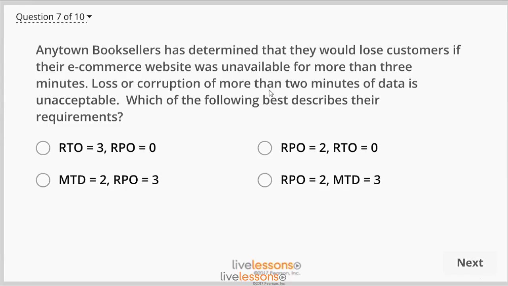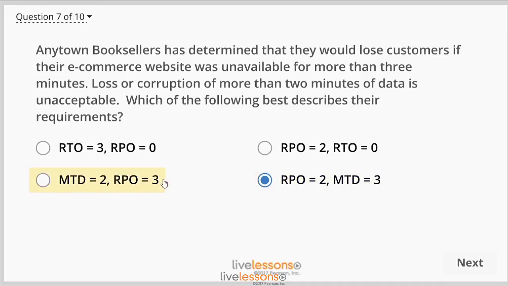And they're saying that they can only afford to lose no more than 2 minutes of data. So loss or corruption of more than 2 minutes of data. So our recovery point objective, data is recovery point, right? So our recovery point objective is going to be 2 minutes. So I would write these down just to make it clear so I don't get confused, that my MTD, my maximum tolerable downtime, is 3, and my recovery point objective, or my RPO, is 2. So let's try to find an answer where our MTD is 3 and our RPO is 2. And it looks like right here, RPO equals 2, MTD equals 3. Now they're going to try to trip you up a little bit. Look, we have one that's just the opposite.